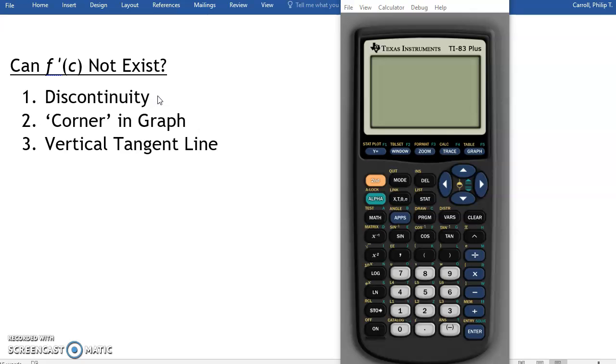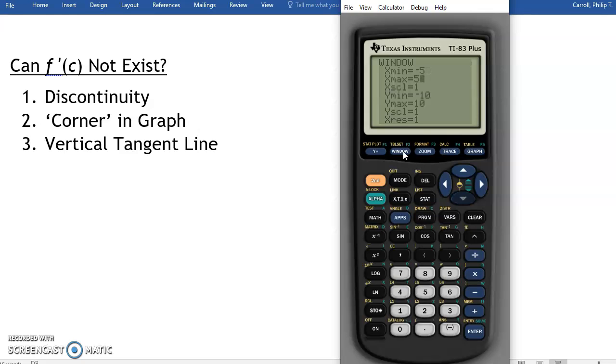That's case the first. Case the second and case the third are a little bit more involved, which is why I've got my buddy here, the calculator, to show us what's going to be happening. So this idea of a corner in the graph, the classic example that we would use is our friend, the absolute value function. So I'm just going to do absolute value of x, and I'll change my graph window up a bit here. We'll do negative 5 to 5.